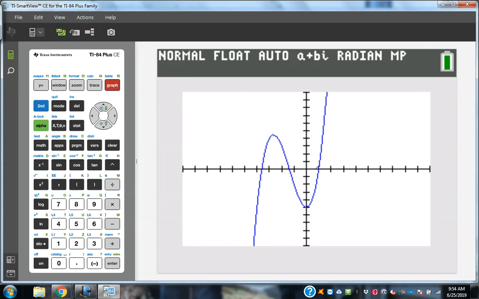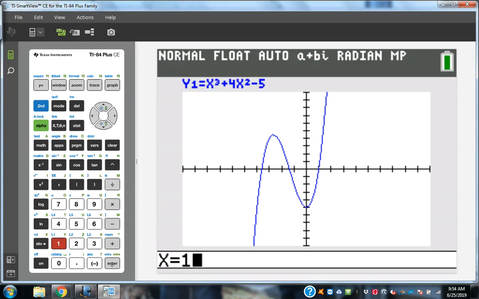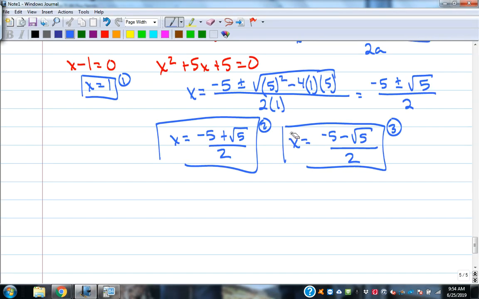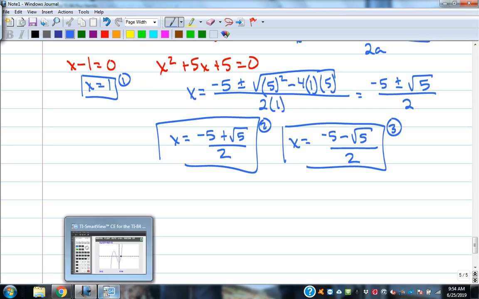Well, right here on the right, there's that 1. So if I hit trace 1, I get a 0. That's the one they told me about. That's a give me. Okay. The other 2 are at weird spots. They're not right on anything. So I'm thinking they should be at these 2 values here. Okay, so I can actually check those with the calculator.